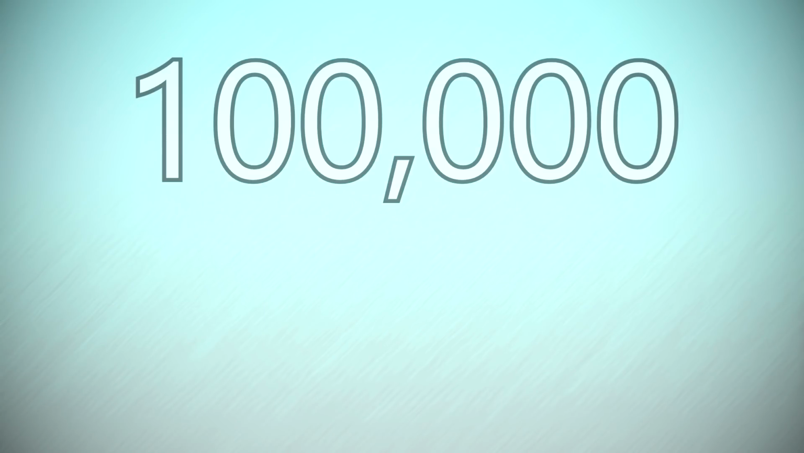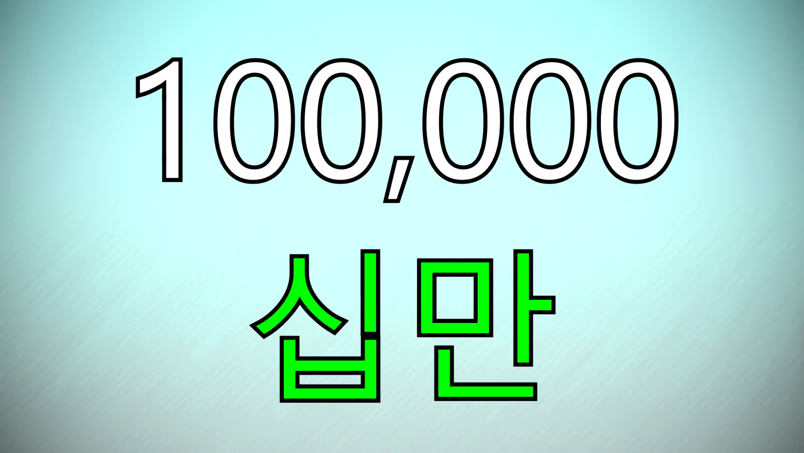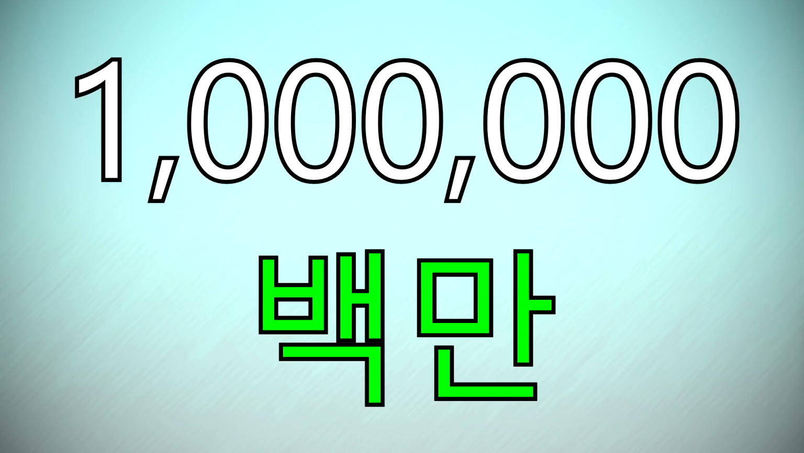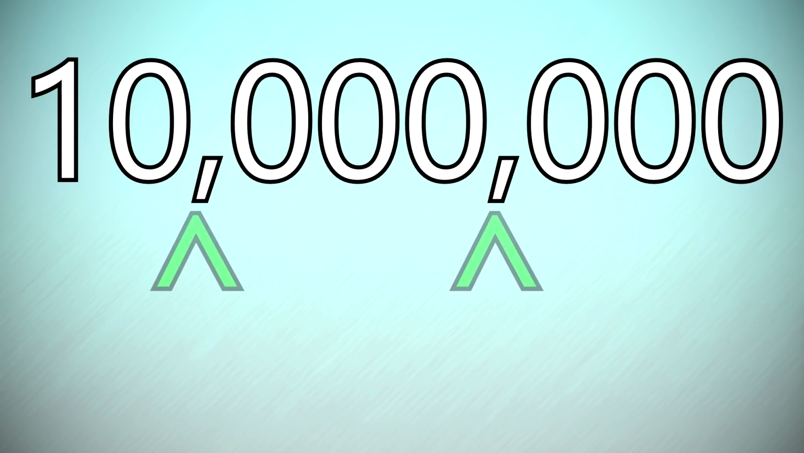Now, in Korean, there's no counter for 100,000. Instead, 만 becomes 십만, or 100,000. In fact, it continues. A million is just 백만, and 10 million? Yep, 천만. This is where counting in Korean can sound a bit confusing, because in English we separate numbers into thousands, then millions, then billions. But in Korean, they separate them starting from 10,000. So it's just something to get used to.